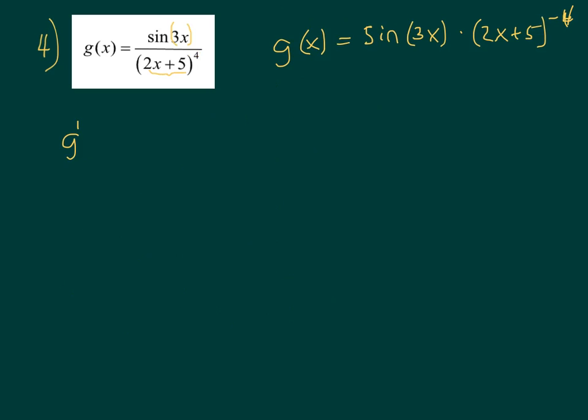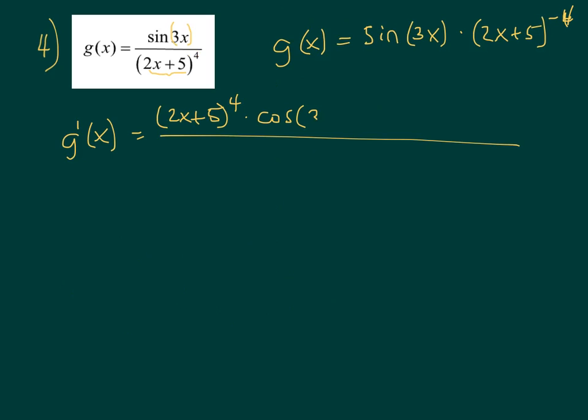So g prime of x is equal to, all right, big fraction. We need low, so 2x plus 5 to the fourth, d high, so the derivative of sine 3x. Remember, we're using the chain rule here. So we have to take the derivative of the outside. Well, the outside is the trig function, which is going to be cosine. Keep the inside, times the derivative of the angle, which is 3.